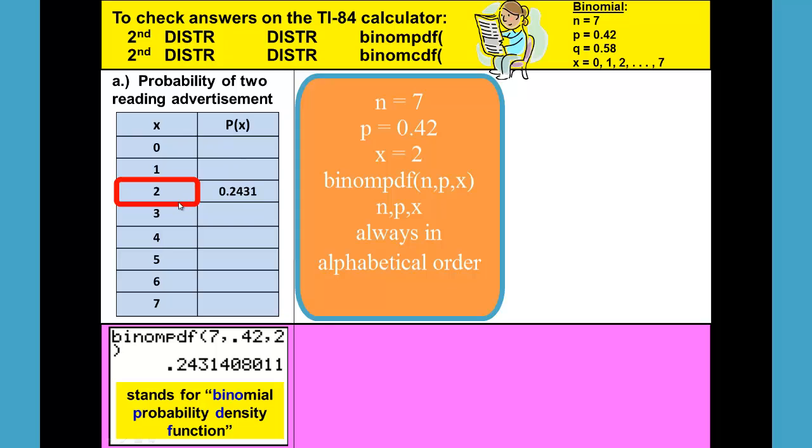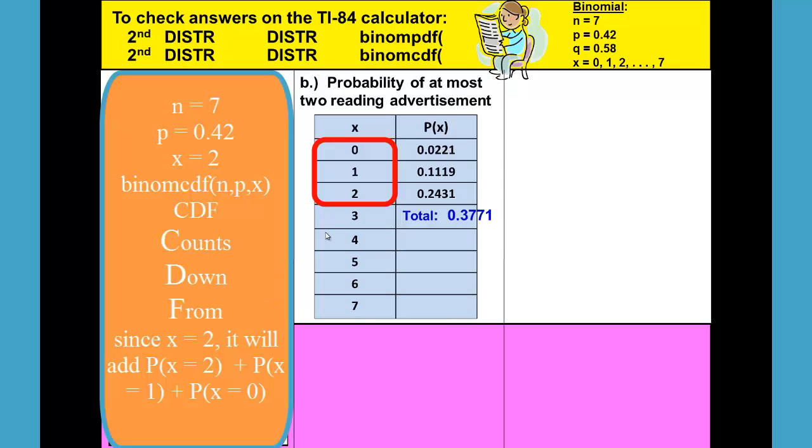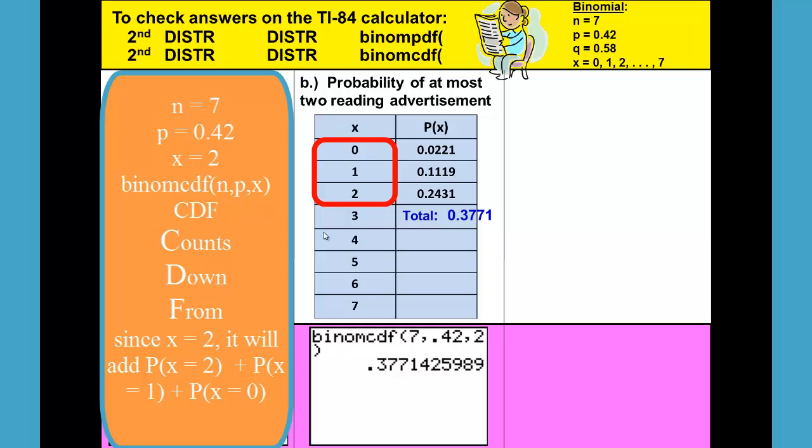And remember that that puts them in alphabetical order. Our N was 7. Our probability of success was 0.42, and we're looking for X equals 2. And that will also give us the 0.2431. The probability of at most 2 reading the advertisement, remember what we were looking for and what we got for our answer.